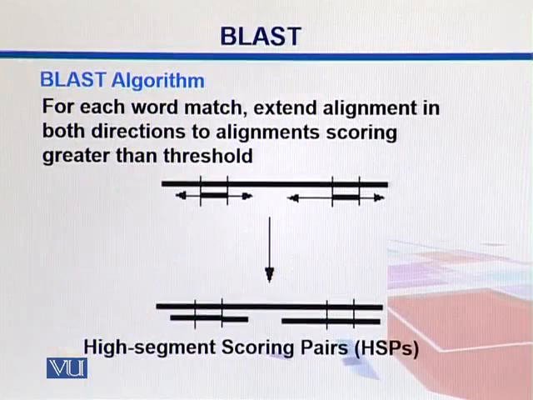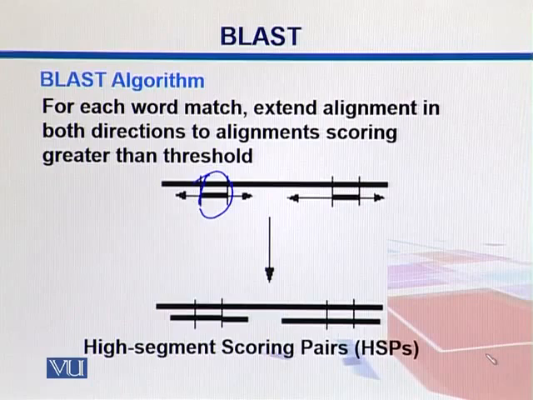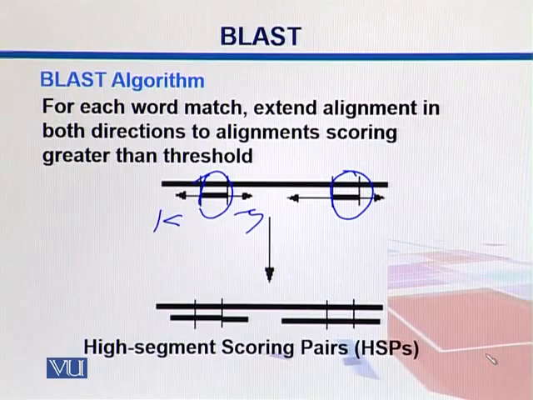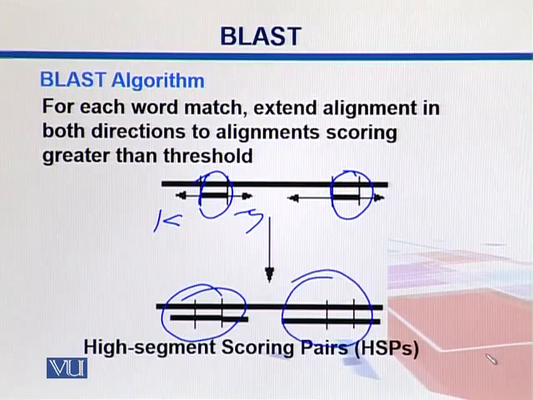So for each word match, the words are matching over here, and these are exact matches, and then after that we start extending these alignments in both directions for both of them, and we then retain those, which we now name HSPs, high-scoring segment pairs. So this pair, for example, is retained. This pair we can also retain as long as they are above a threshold.